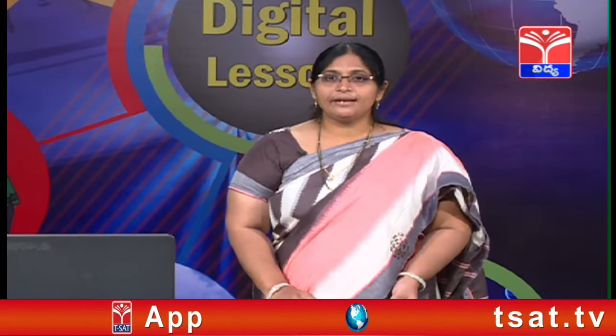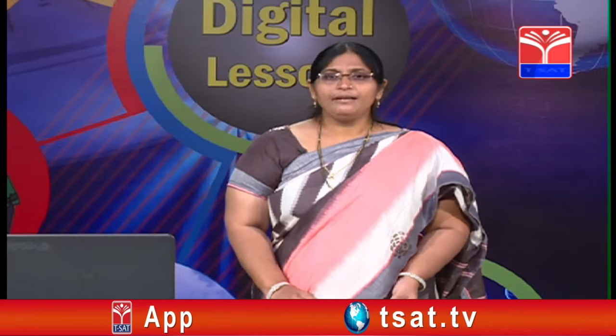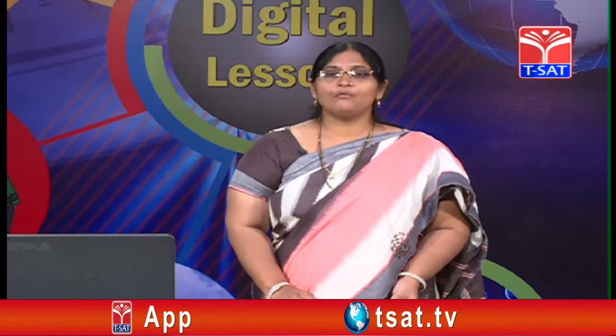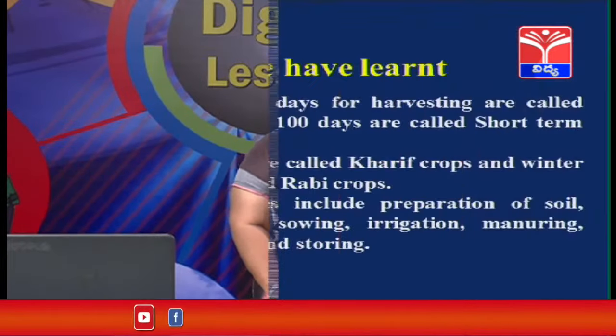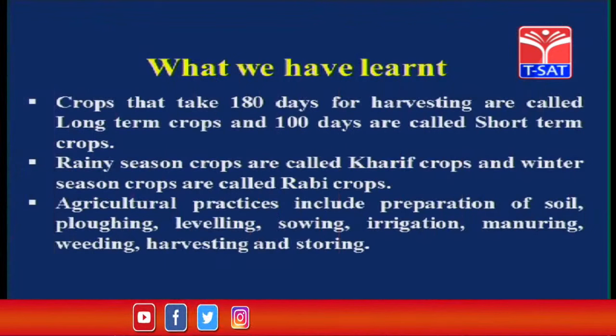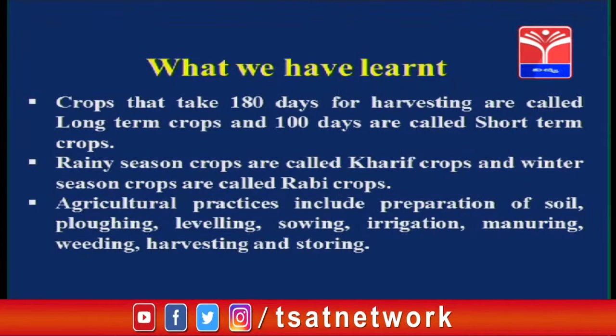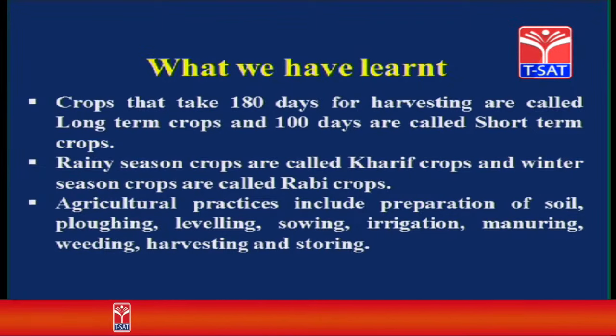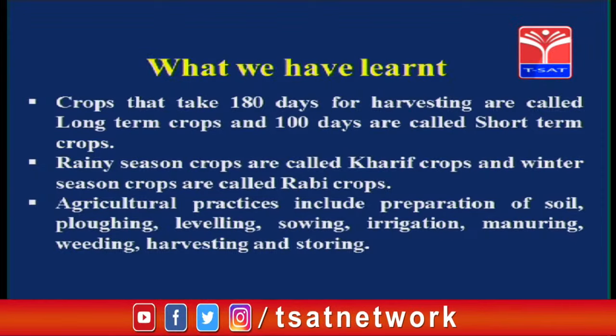Have you understood, children? So, now let us recapitulate what we have studied till now. See, children, crops that take 180 days for harvesting are called long term crops, and those which take 100 days for harvesting are called short term crops. Rainy season crops are called kharif crops, and winter season crops are called rabi crops. And I already said that summer season crops are called zaid crops.